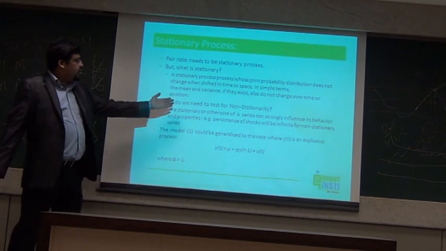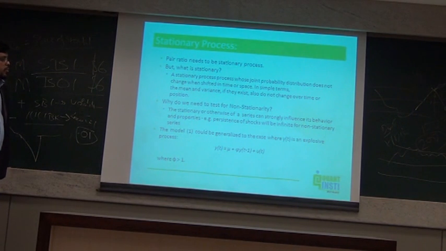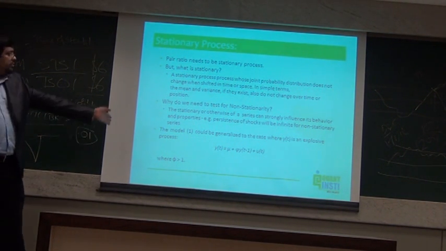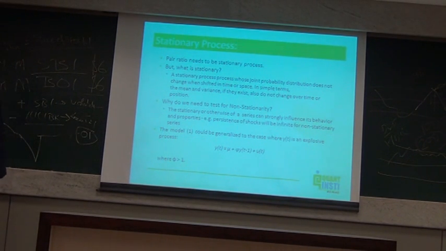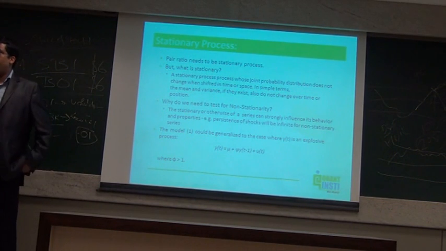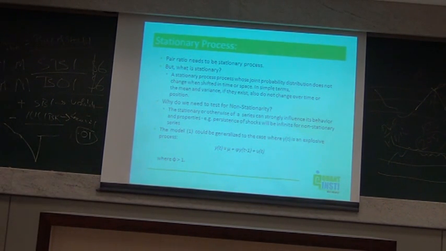Okay, coming back to this. Non-stationary series. Model 1 can be generalized to the case where YT is an explosive series, if YT is equal to mu plus phi YT minus 1 and phi is greater than 1. I think that is something you guys know. Does anyone have a doubt about this? With this series, you do not know whether it will come back.